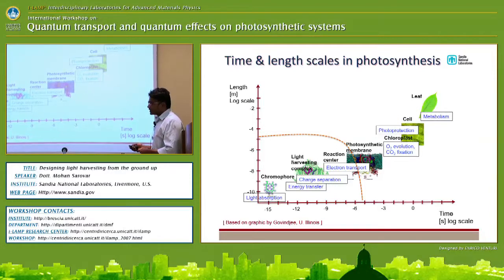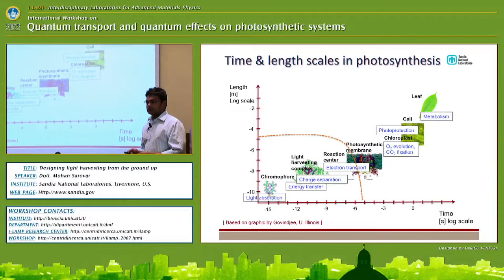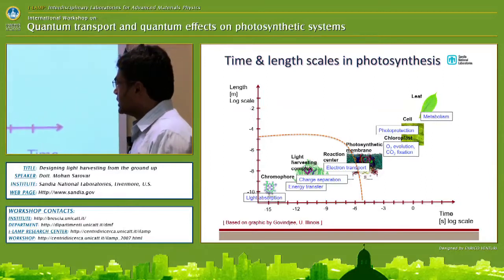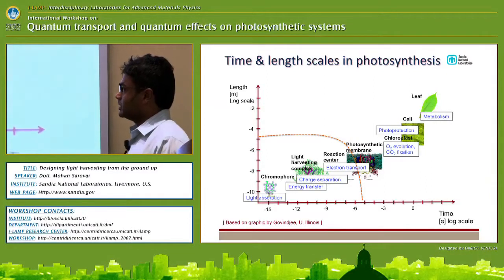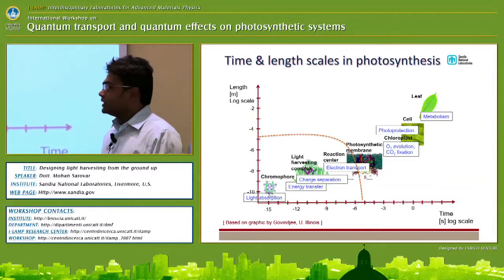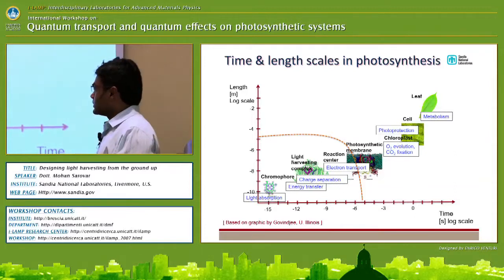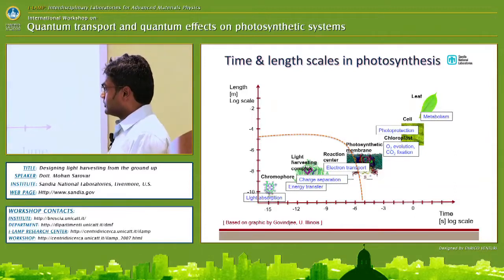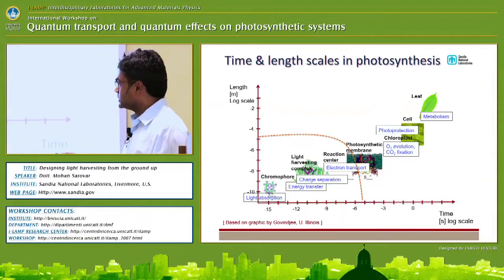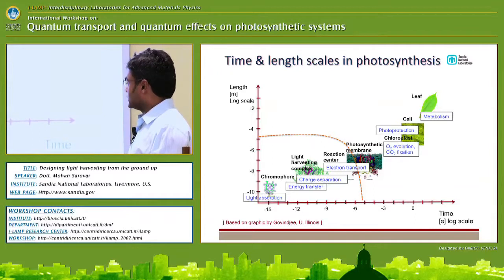Fortunately for us, if we're looking at artificial implementations of photosynthesis, then we really only need to focus on the first portion of this graph here. The rest of this is really the biology of the system, and maybe we can decouple from that. Okay, so I'm going to focus on this half of the graph here, which involves all the processes going from light absorption to electron transport.